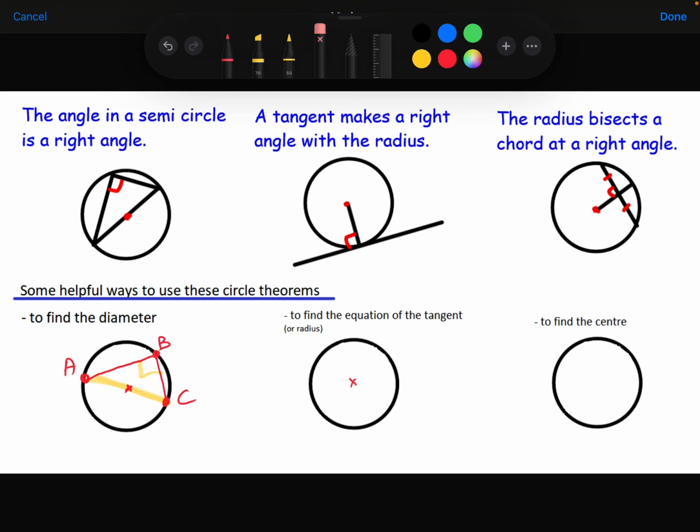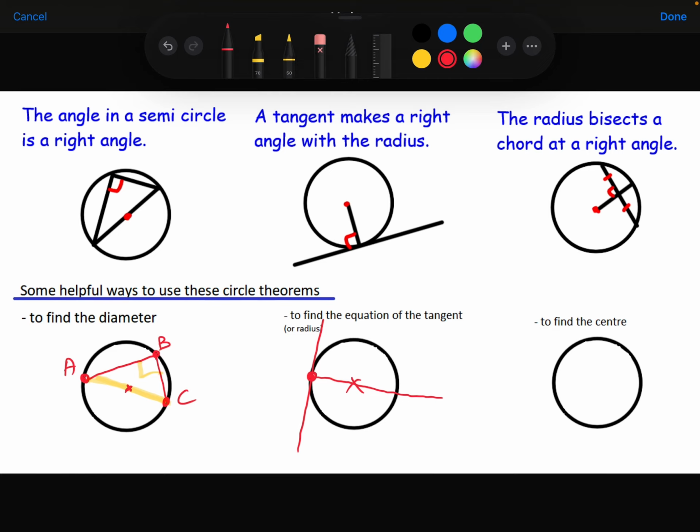Or vice versa. I might be told the equation of a tangent at a point, and then I know that the gradient of the radius is going to be the negative reciprocal of that, and so I could work out the equation of this line. And then I know that the centre of the circle is somewhere on that line, so that's going to help me to work out the centre.